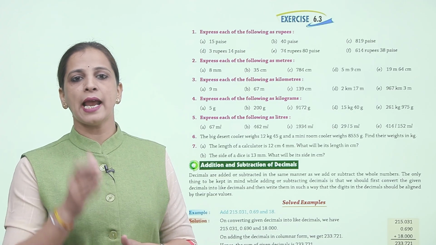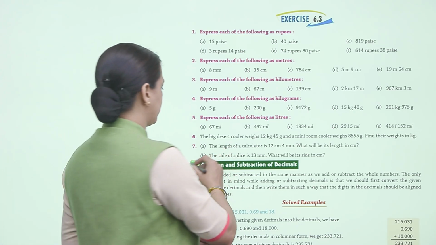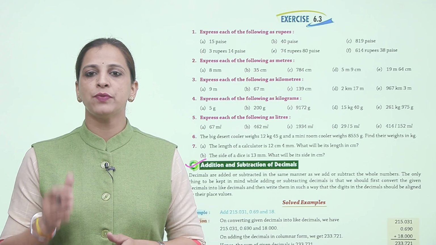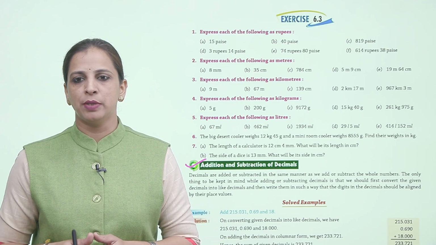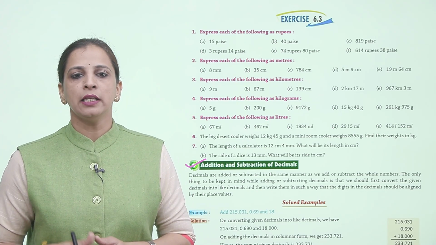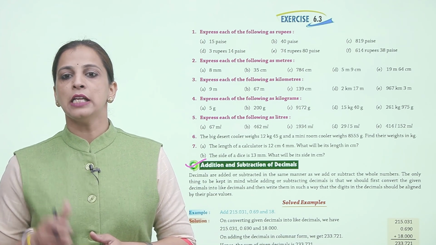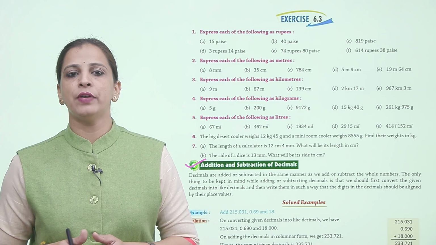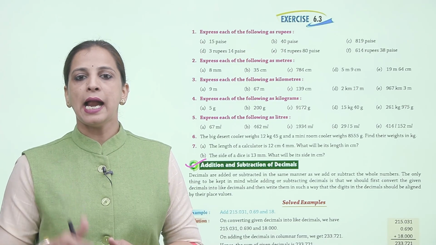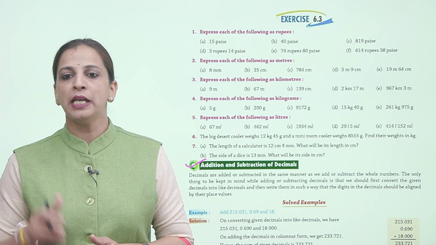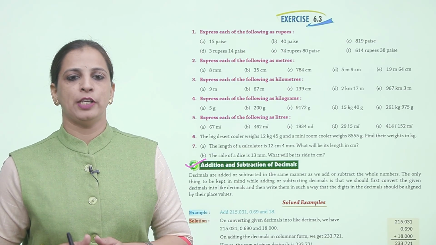Now next topic is addition and subtraction of decimals. Decimals are added or subtracted in the same manner as we add or subtract the whole numbers. The only thing to be kept in mind while adding or subtracting decimals is that we should first convert the given decimals into like decimals and then write them in such a way that the digits in the decimals should be aligned by their place values.